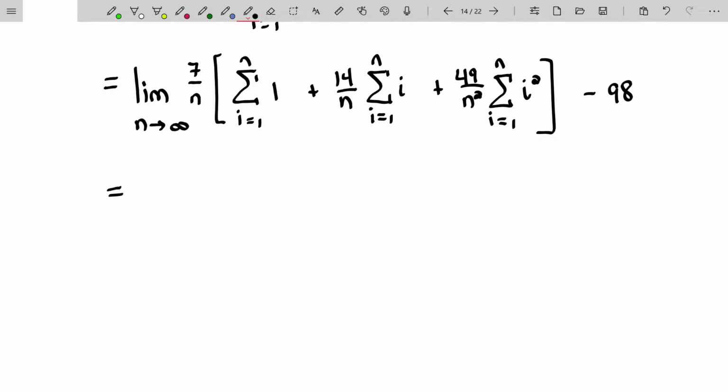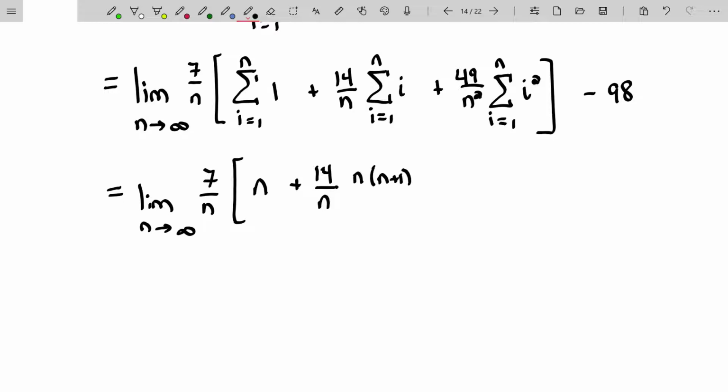So we equal the limit as n goes to infinity. We have the 7 over n that's just hanging out, getting ready to be used. Summing 1 to itself n times, that's going to turn into the n, plus 14 over n. The sum i equals 1 to n of i is n times n plus 1 over 2. Notice all my summations are beginning to disappear.